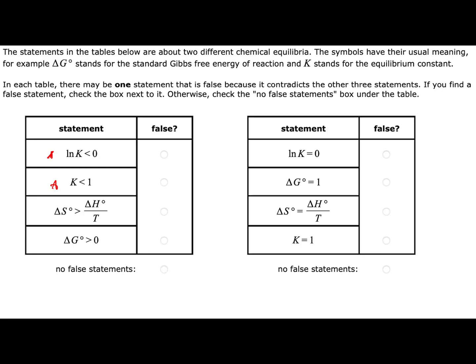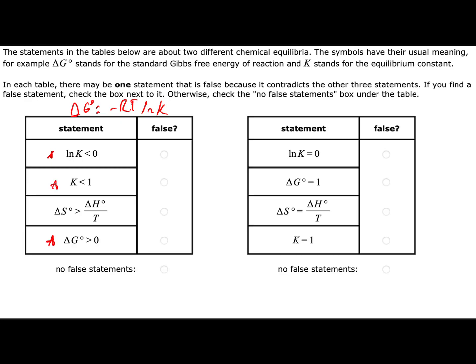Those two definitely agree. And if the natural log of K is negative, remember that delta G0 equals minus RT natural log of K. So if the natural log of K is negative, we've got a negative times a negative, which would equal a positive, which means if K is less than 1, and if the natural log of K is less than 0, both of which agree, then delta G0 must also be greater than 0. So the last statement agrees with the first two.